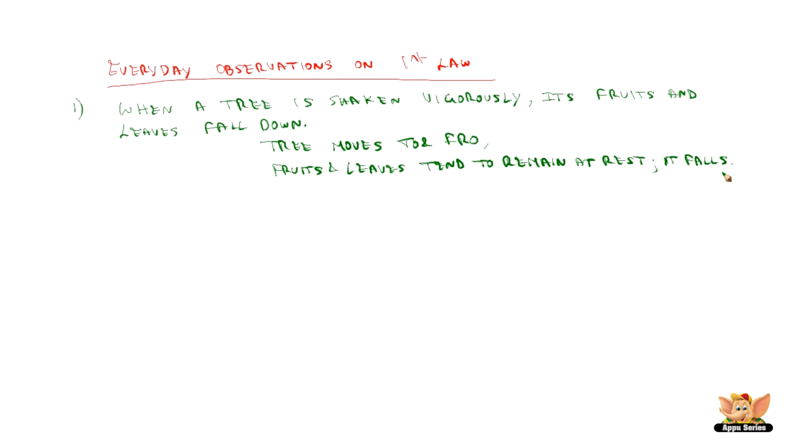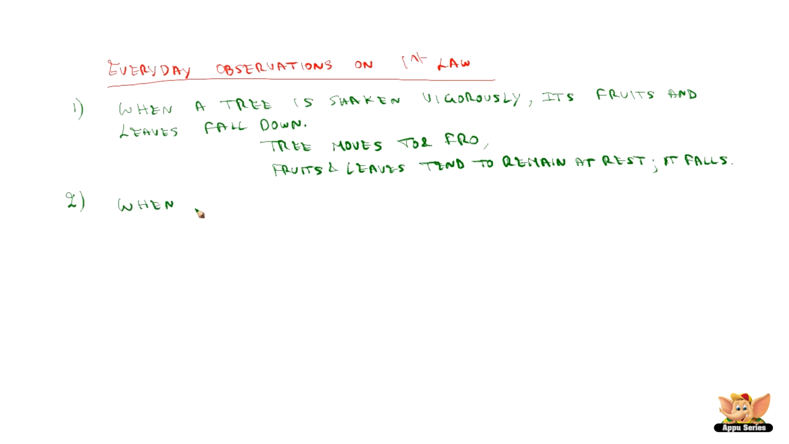Let's see some everyday observations on the first law, which includes inertia, which will give us more insight into the first law of motion. When a tree is shaken vigorously, its fruits and leaves fall down. Why? Because the tree moves to and fro when you shake it, whereas the fruits and leaves tend to remain at their state of rest, so they fall.